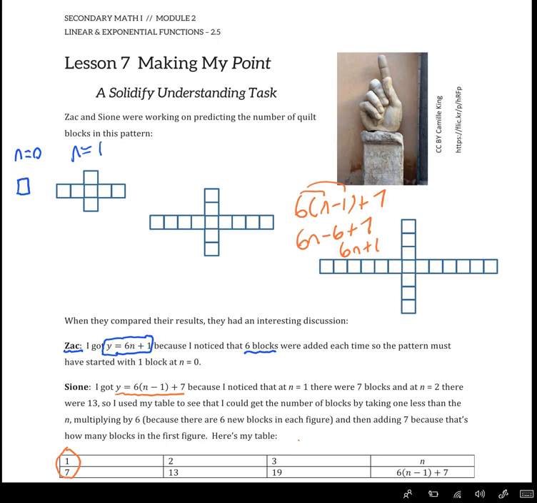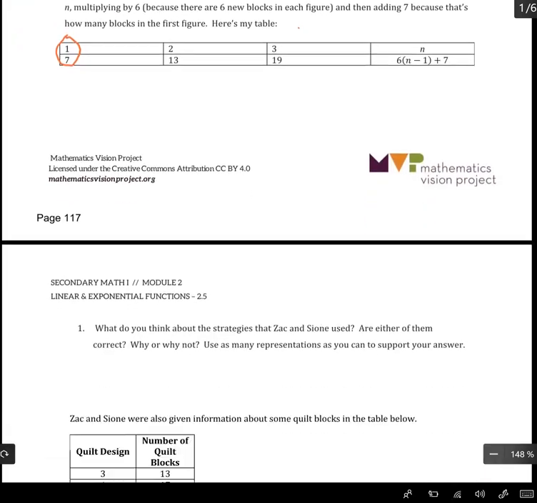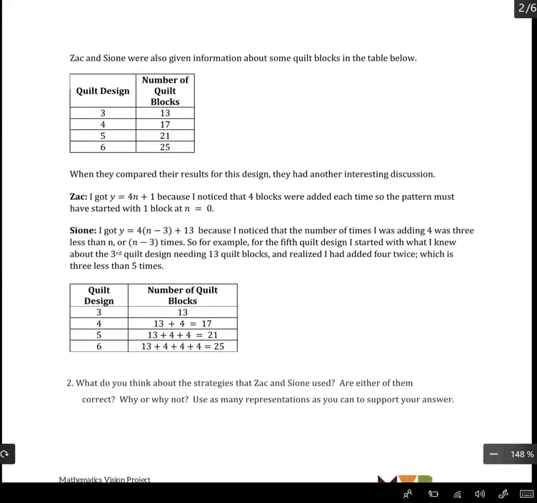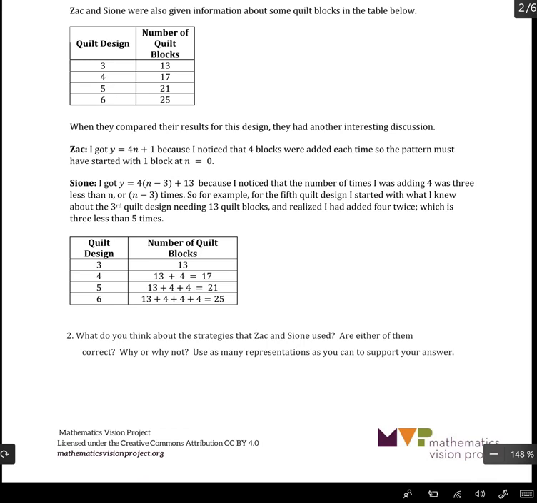And so the purpose of this task is to introduce something called point-slope form of a linear function. If we keep on going, we can see that this idea of the n minus 1 adjustment can also be applied at other values of n.